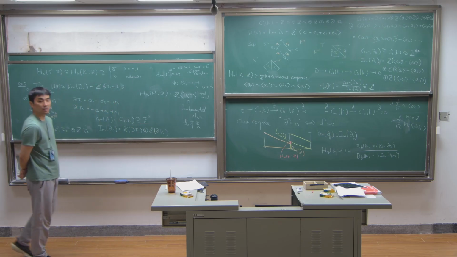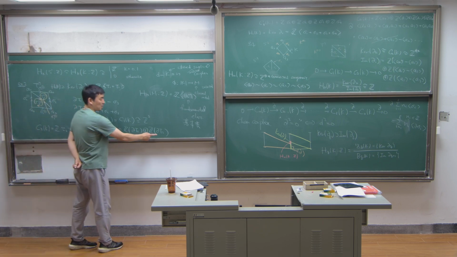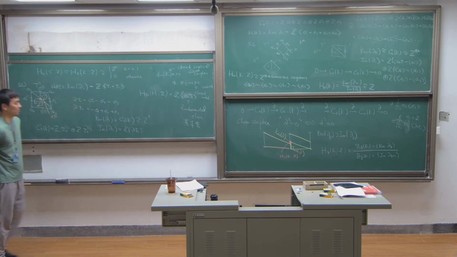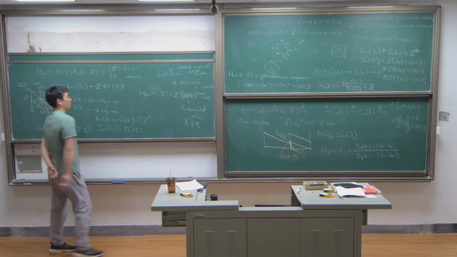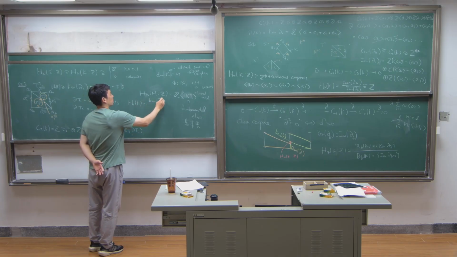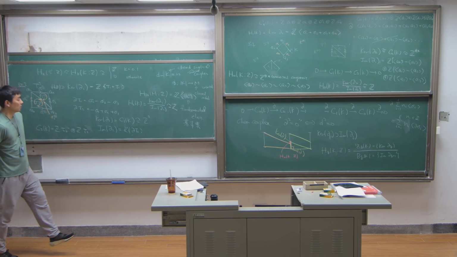This would be Z3, sigma 1, sigma 2, sigma 3, right? Oh, sorry, this one is dependent on the others, so you cannot have this. Therefore, the H1 of K is the kernel of boundary 1 modulo the image of boundary 2, which is isomorphic to Z squared.